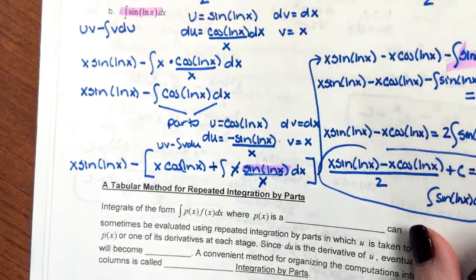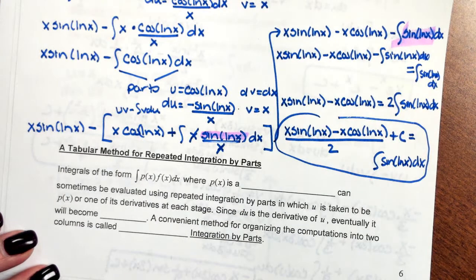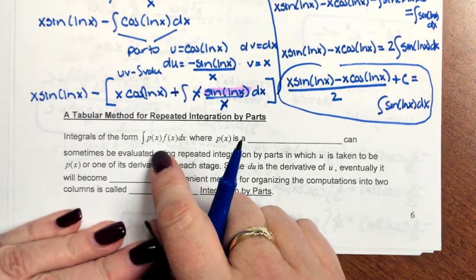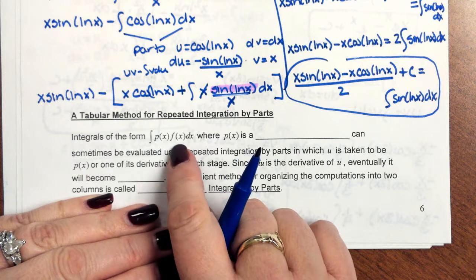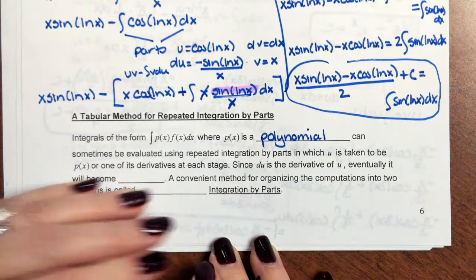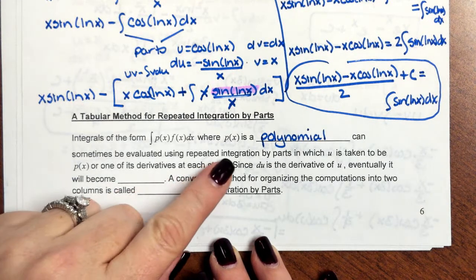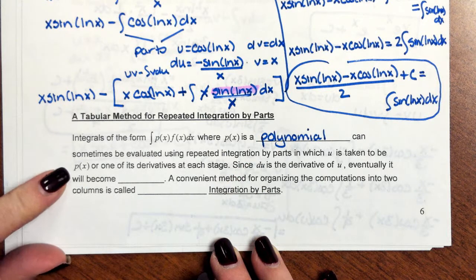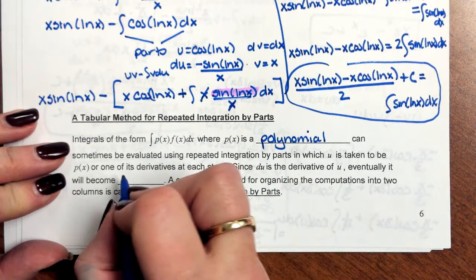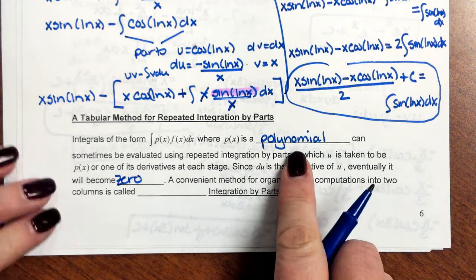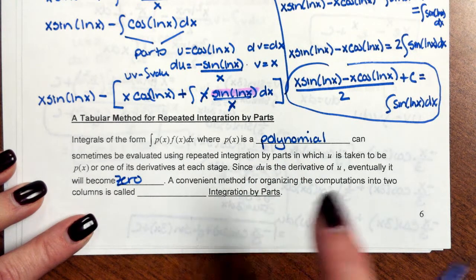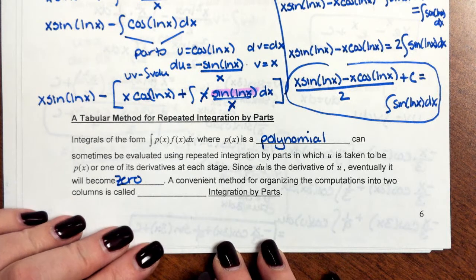Now there is, in some cases, a quicker way to do integration by parts, and that's by a tabular method. So if you have an integral in the form of p of x times f of x, where p of x is a polynomial, so one of your functions in your integral has to be a polynomial, it can be evaluated by using repeated integration, because what happens is p of x, or one of its derivatives at each stage, again, since du is the derivative of u, eventually becomes a 0. So basically, when you take the derivative of the polynomial, you'll take the derivative down to a 0. So this would basically be a repeated integration by parts problem.